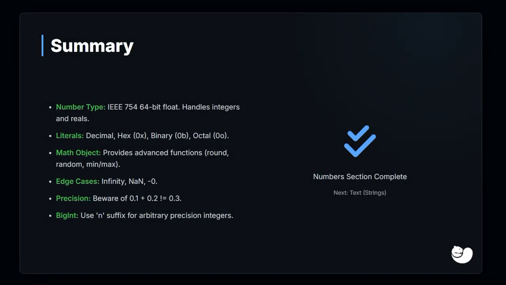We have now navigated the landscape of JavaScript arithmetic. You learned that the standard number type is a 64-bit float, capable of handling both integers and decimals, but subject to precision limits. We explored the various ways to write literals, from standard decimals to hex and binary, and the use of the Math object for functional operations. We identified the dangers of special values like NaN and Infinity, and the inherent rounding errors that come with binary floating point math. We also introduced BigInt for those cases where you need to exceed the safe integer limit, and touched on how dates rely on numeric timestamps.